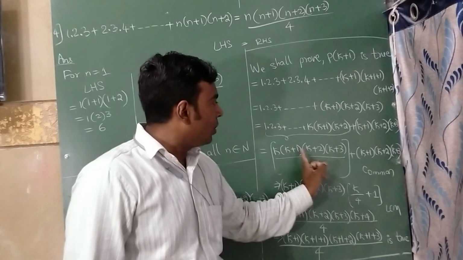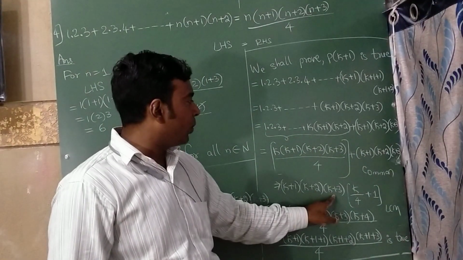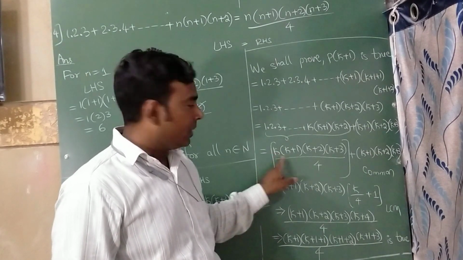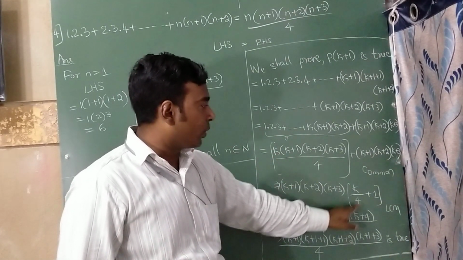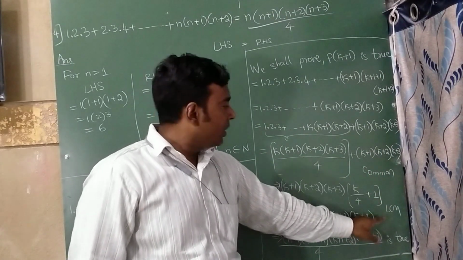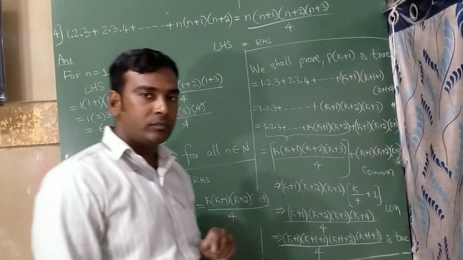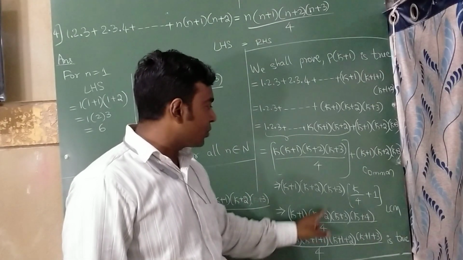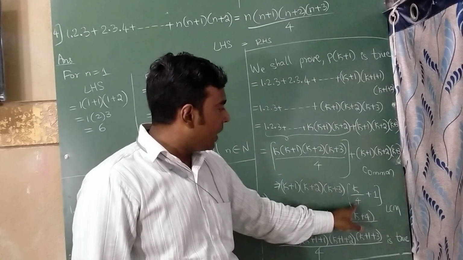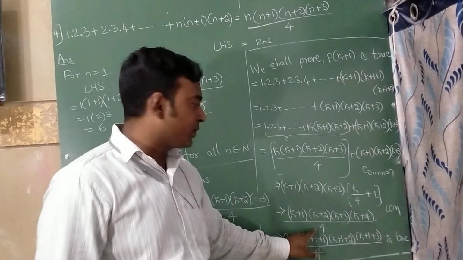Now in this, I am going to take common. The common is (k+1)(k+2)(k+3). What is remaining? Here k is remaining. Here 4 is remaining. So I have written k by 4. Plus nothing is remaining here, nothing in the sense it is 1. Now I am going to take the LCM. LCM means this 4 ones are 4. This (k+1)(k+2)(k+3) I have written as it is. Now if I multiply this, k plus 4. Now the denominator part is 4.